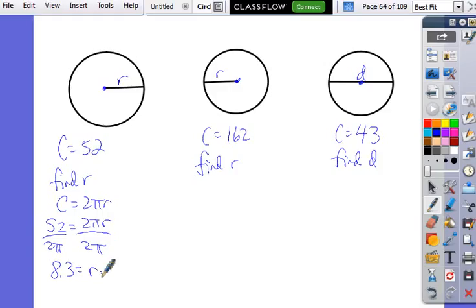All right, so tell me what to do on the second one here. C equals, got my formula. 162 is my C. 2 pi r. Divide by 2 pi. And get.